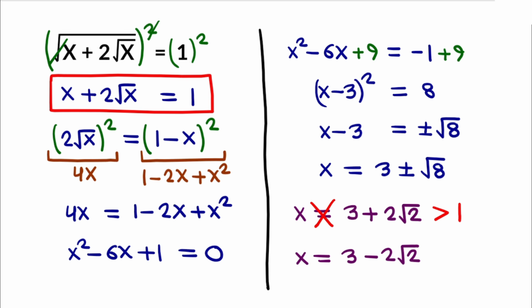That leaves only one valid answer. x equals 3 minus 2 times the square root of 2. And that is the exact solution. This is a perfect example of why checking your answers is just as important as solving the equation itself. One extra verification step saved us from choosing the wrong answer.